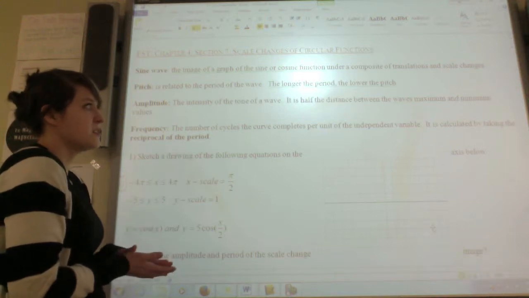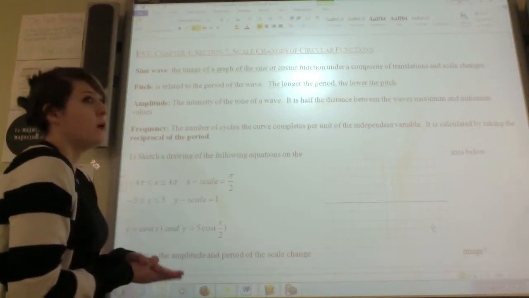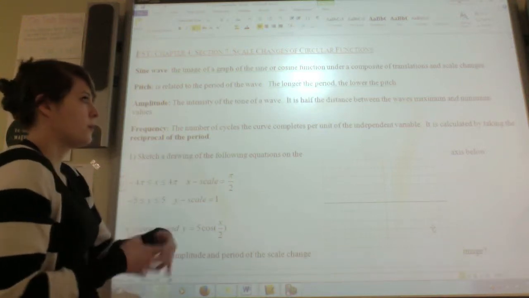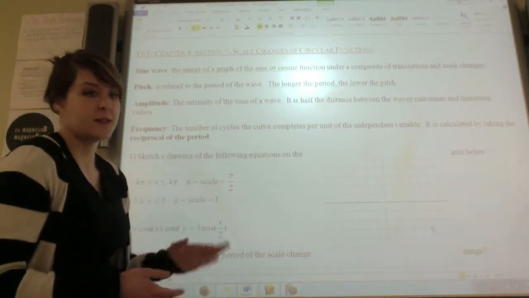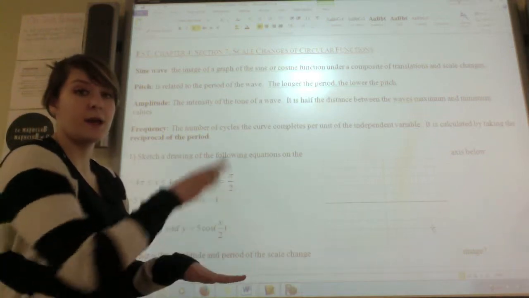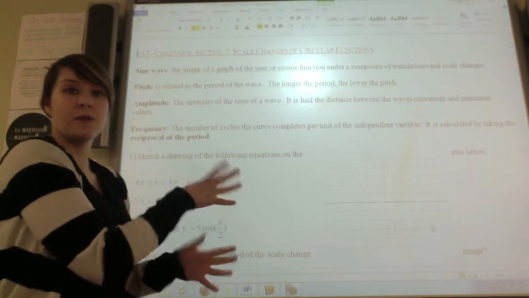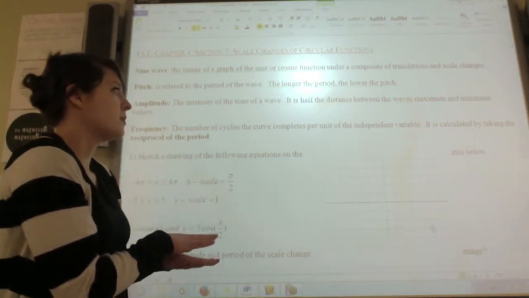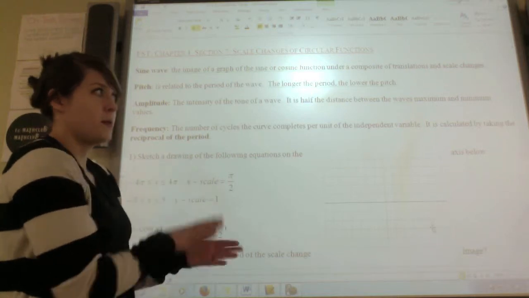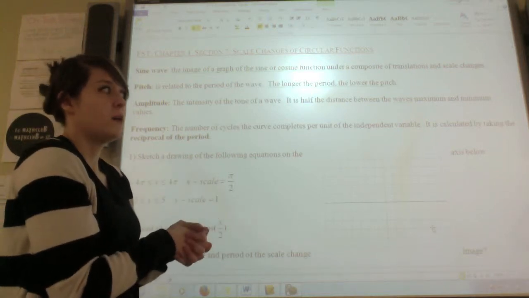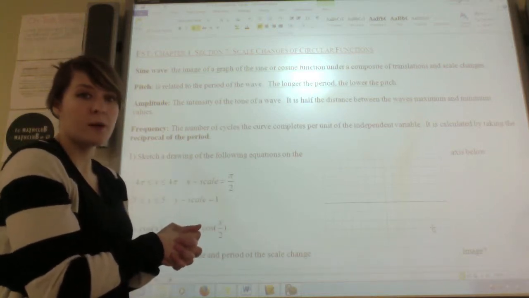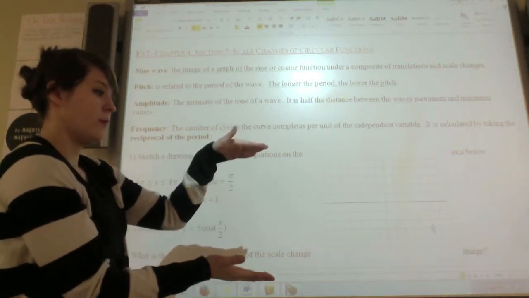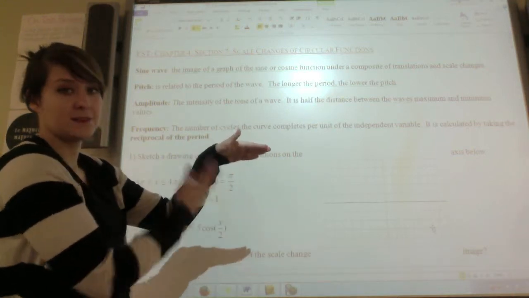Amplitude is the intensity of the tone of a wave. It's half the distance between the maximum and minimum of the wave. So, normally our sine function has a minimum at -1 and a maximum at 1. If we change that, then we could also change the amplitude. So the normal amplitude of a sine or cosine function is 1 because it's halfway between -1 and 1, which is a total distance of 2.